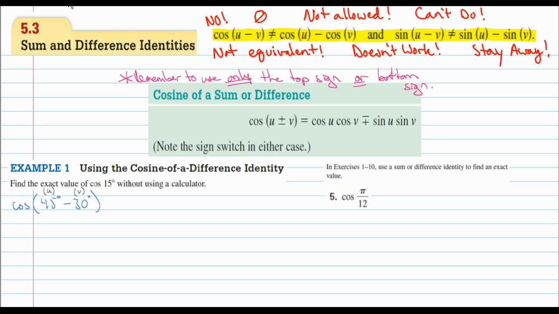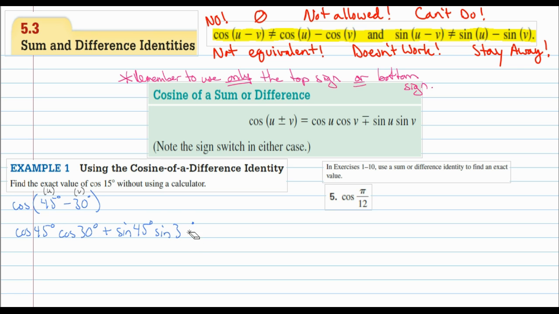I'm going to call 45 degrees my u to work in the formula, and 30 degrees my v. So the formula says that if I have the cosine of u minus v, I'm going to take the cosine of u, so the cosine of 45 degrees, times the cosine of v, 30 degrees. Now plus, because I have a subtraction, so I'm going to use the bottom symbol for plus, the sine of 45 degrees times the sine of 30 degrees.